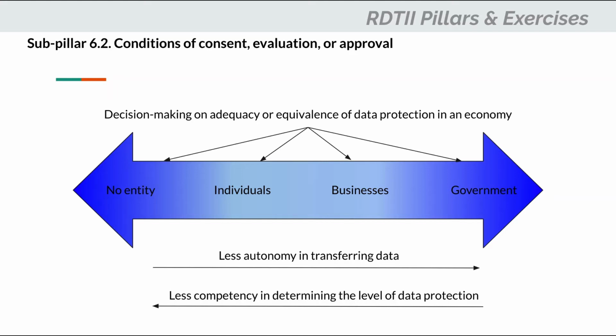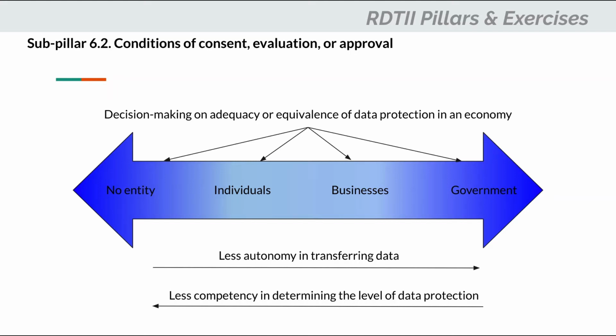To determine which one of these conditions is more trade distortive than another is difficult. On the one hand, the lack of such a condition, the consent mechanism by individuals, and the mechanism for businesses and organizations' evaluation of the conditions seem to restrict the movement of data less than the mechanism for the government's approval. This is because the movement of data lies in autonomy of individuals, or because the decision-making is reserved to businesses and organizations rather than the government.